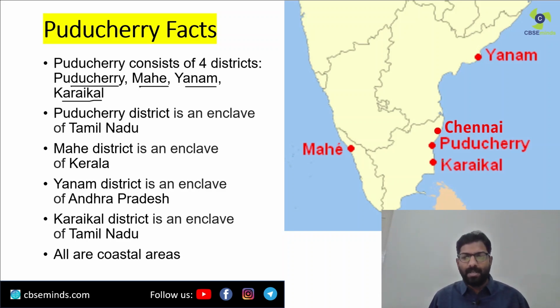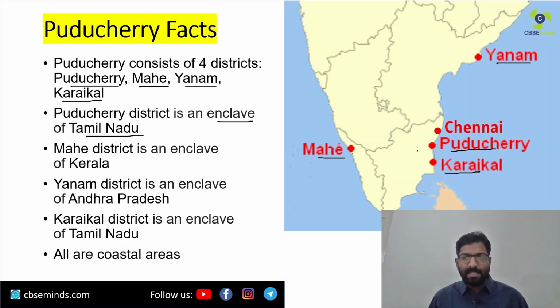Like you can see over here, Puducherry and Karaikal are located in the state of Tamil Nadu. Mahe is located in the state of Kerala, and Yanam is located in the state of Andhra Pradesh. So they are not located at one place, they are scattered. And if anyone asks you what are the 4 districts or the 4 parts of Puducherry, you should remember these 4 names.